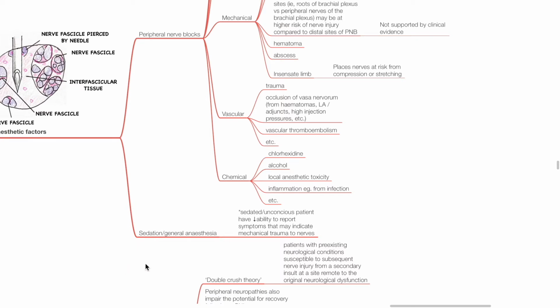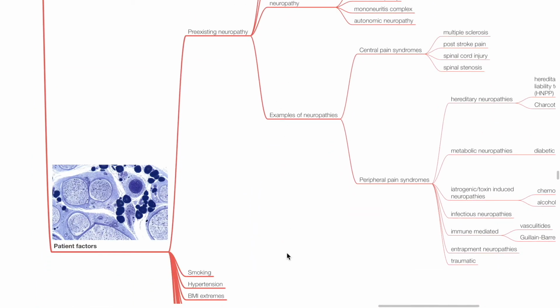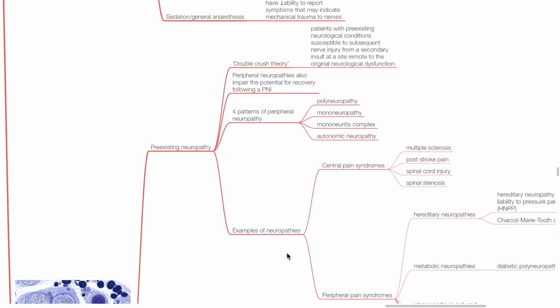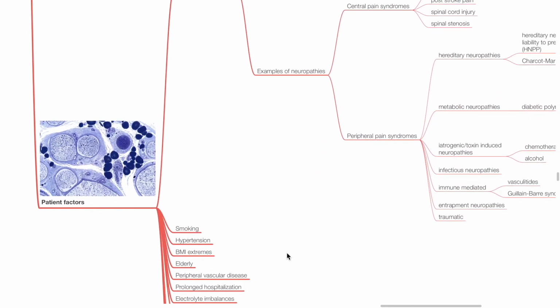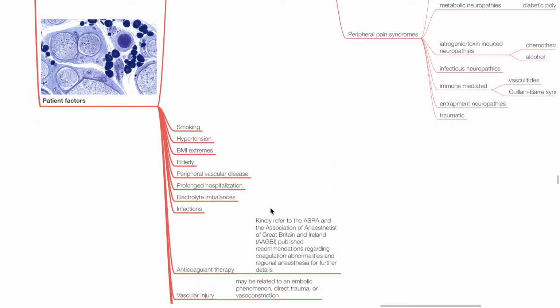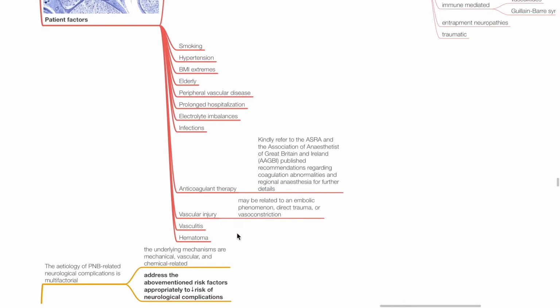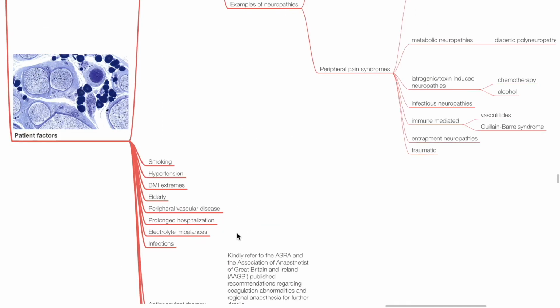Sedation or general anesthesia can contribute to formation of PNIs. The sedated or unconscious patient has reduced ability to report symptoms that may indicate mechanical trauma to nerves. Patient factors. Pre-existing neuropathy, smoking, hypertension, BMI extremes, the elderly, peripheral vascular disease, prolonged hospitalization, electrolyte imbalances, infections, anticoagulant therapy, vascular injury, vasculitis, and hematoma contribute to occurrence of perioperative nerve injury.